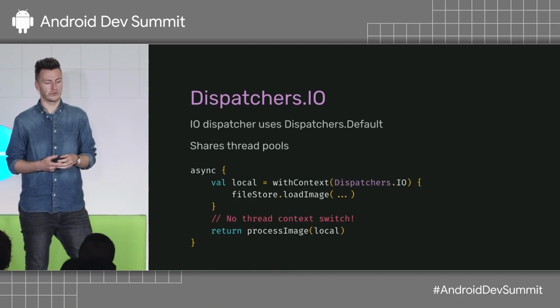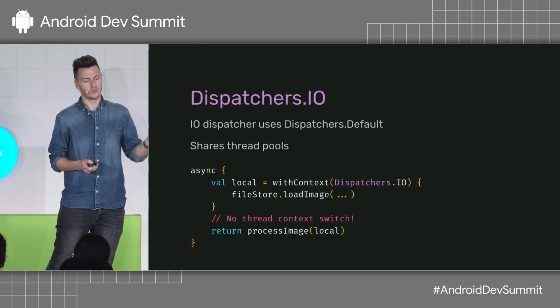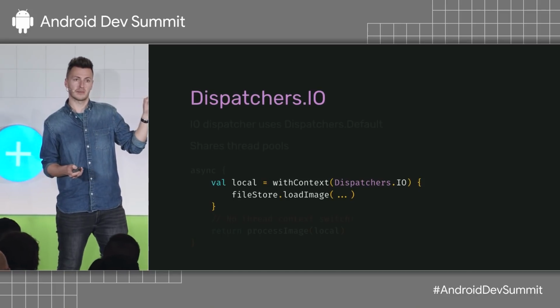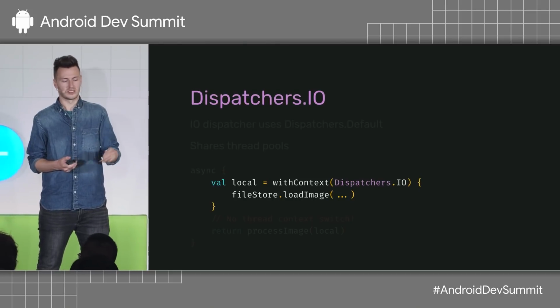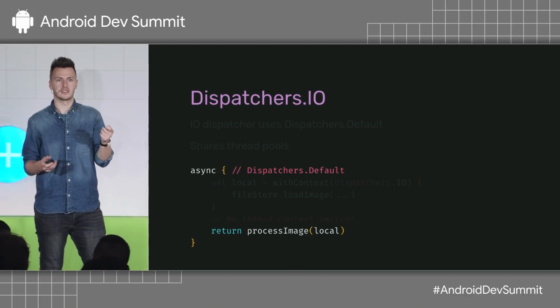So here we have an example where we have an async, which is using the default dispatcher. And then we're going to load an image on the I/O dispatcher. So we're going to do some disk reading, some kind of load of image, whatever it may be. And then we're going to use that result and then process it somehow.